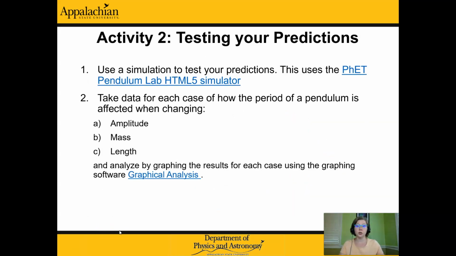In activity 2, you're going to test your predictions using a simulation. With the simulation, which I'll show you in a moment, we're going to take data for each case of how the period of the pendulum is affected when changing the amplitude, when changing the mass, or when changing the length. We're going to take that data and graph the results for each case using the graphing software Graphical Analysis, which you downloaded and installed last week.